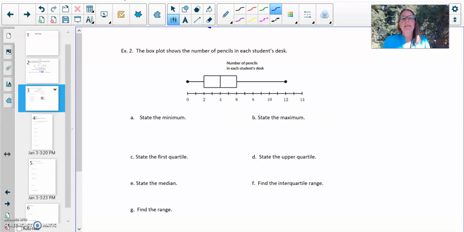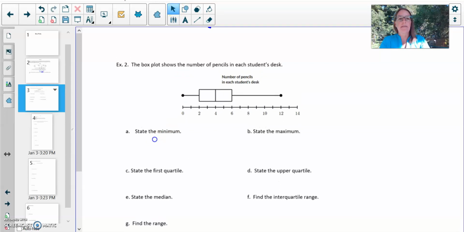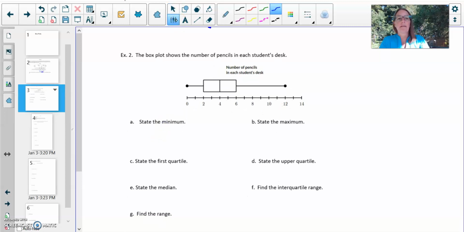So here's an example. The box plot shows the number of pencils in each student's desk. State the minimum, which is that lower value. So the minimum is 0. The maximum, that upper value, is 12. The first quartile, the left edge of the box, is 2. The right edge of the box, the upper quartile, is 6. The median, the line in the center of the box, is 4.